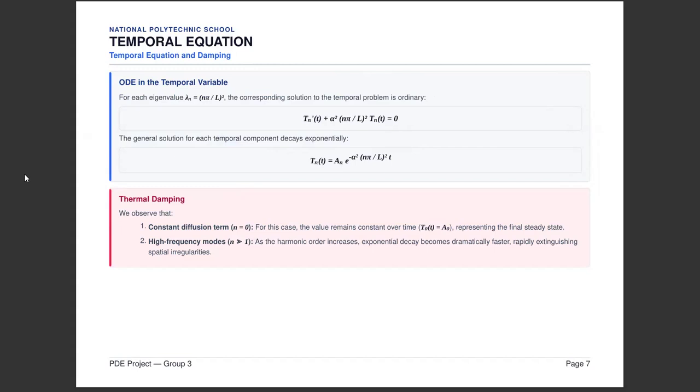Second, the constant mode for n equals 0: T_0 as a function of t equals A_0 and remains constant over time, representing the final equilibrium state and conserved thermal mass. And third, high-frequency modes for n greater than or equal to 1 decay rapidly due to the n squared factor, smoothing out spatial temperature irregularities. Next slide, please.